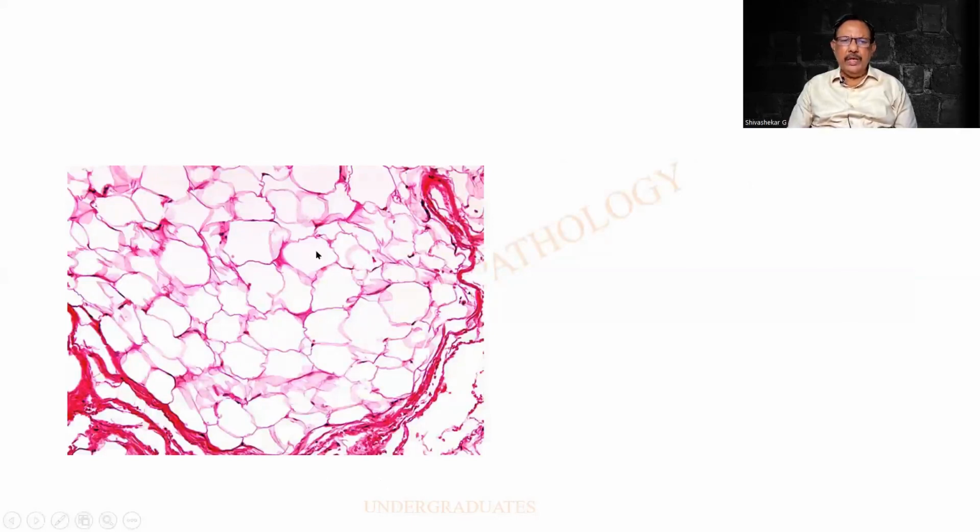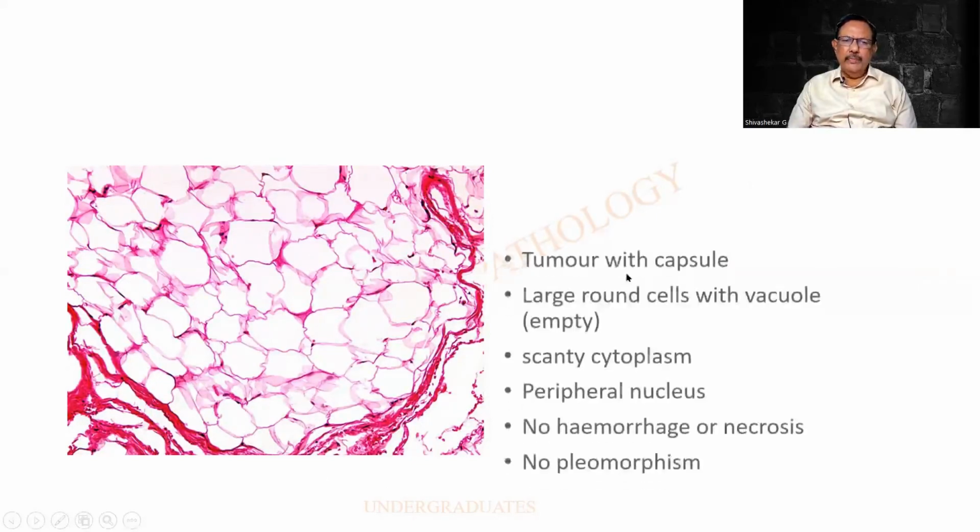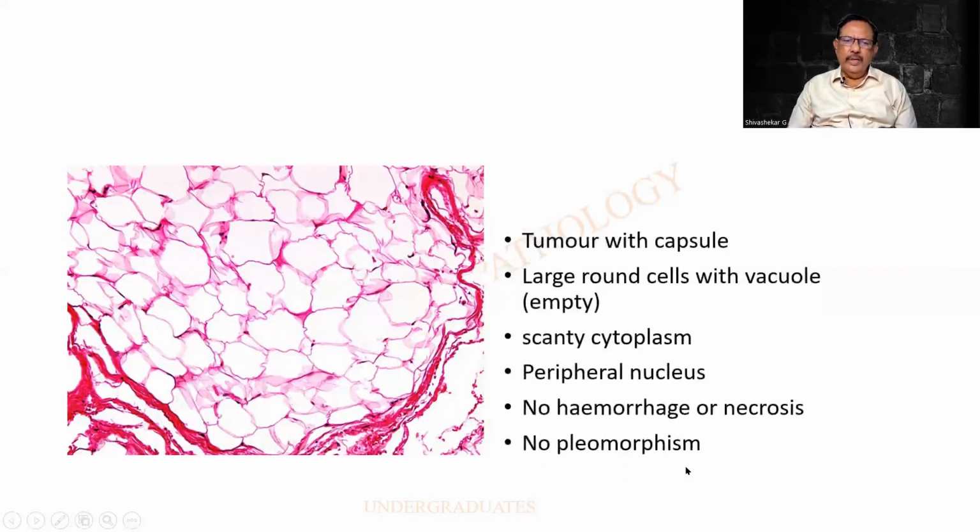And these are all large vacuolated cells. In some I can find a peripherally pushed nucleus. So these are all the features of it. No pleomorphism, no hemorrhage. The diagnosis is lipoma.